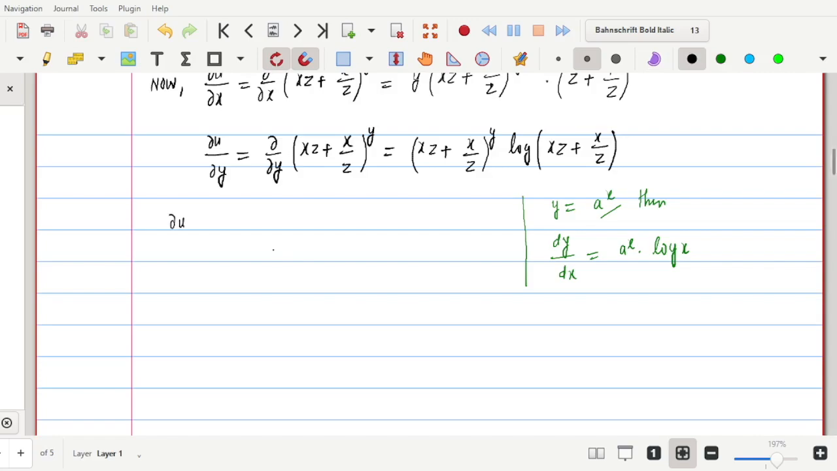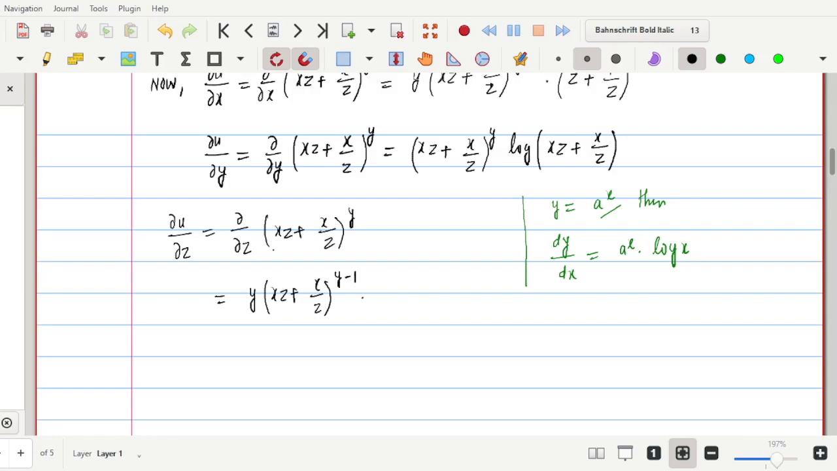Now we evaluate the derivative of u with respect to z, which is equal to del by del z of (xz plus x divided by z) power y. Here again y is a constant, so we apply the rule for z power n or x power n, which gives y (xz plus x by z) power y minus 1.